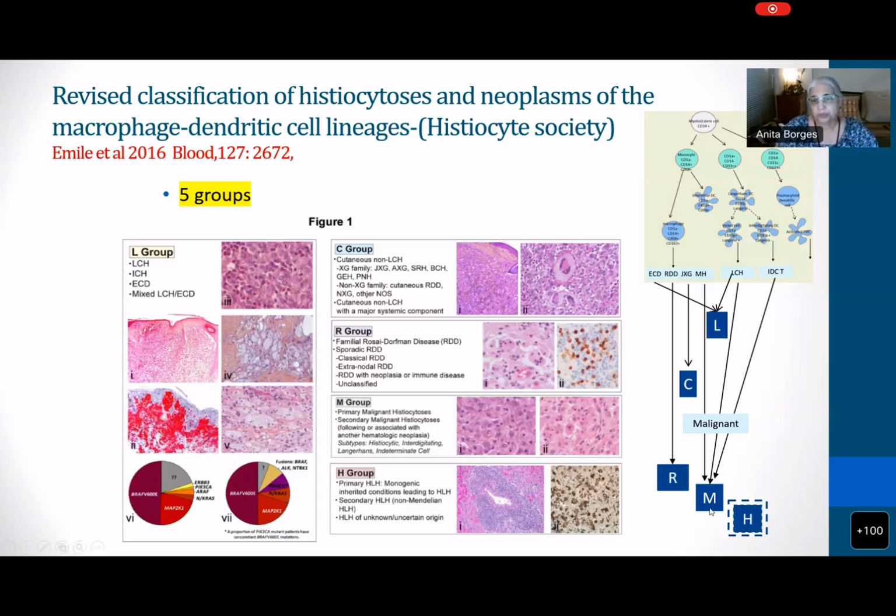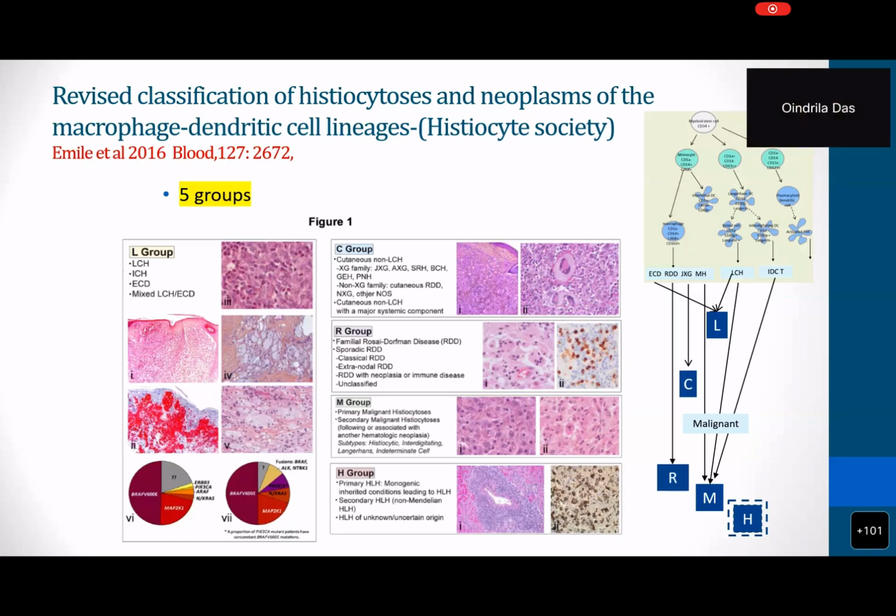Then you have the M group. You see that over here? And I showed you 3 arrows: malignant histiocytosis or histiocytoma, Langerhans cell, interdigitating dendritic cell tumor. When any of these tumors is malignant, then that goes into the M group as far as the Histiocyte Society is concerned. And there is one group over here, which perhaps is not considered to be a tumor, but is very much in this classification of histiocytoses and neoplasms under the Histiocyte Society, and that is H. And what is H? It is HLH, and that is hemophagocytic lymphohistiocytosis.